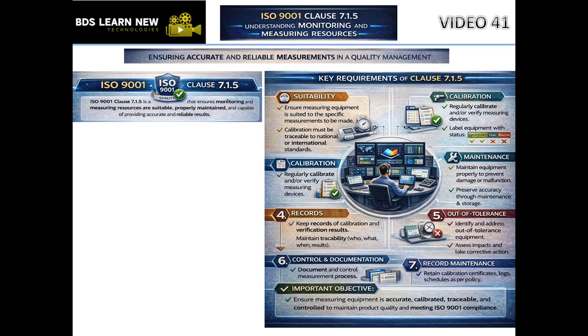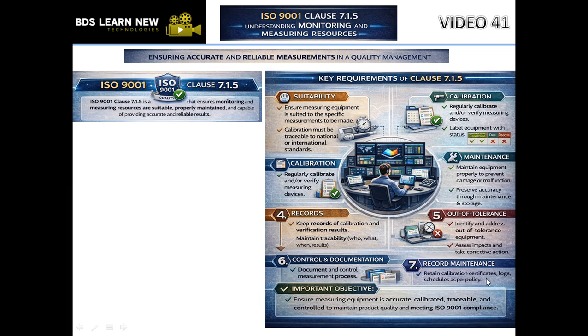What does this say? Ensuring accurate and reliable measurements in a quality management. Now, ISO 9001 clause 7.1.5 is a clause that ensures monitoring and measuring resources are suitable, properly maintained, and capable of providing accurate and reliable results. Right? So, what are the key requirements of clause 7.1.5? These are the key requirements.